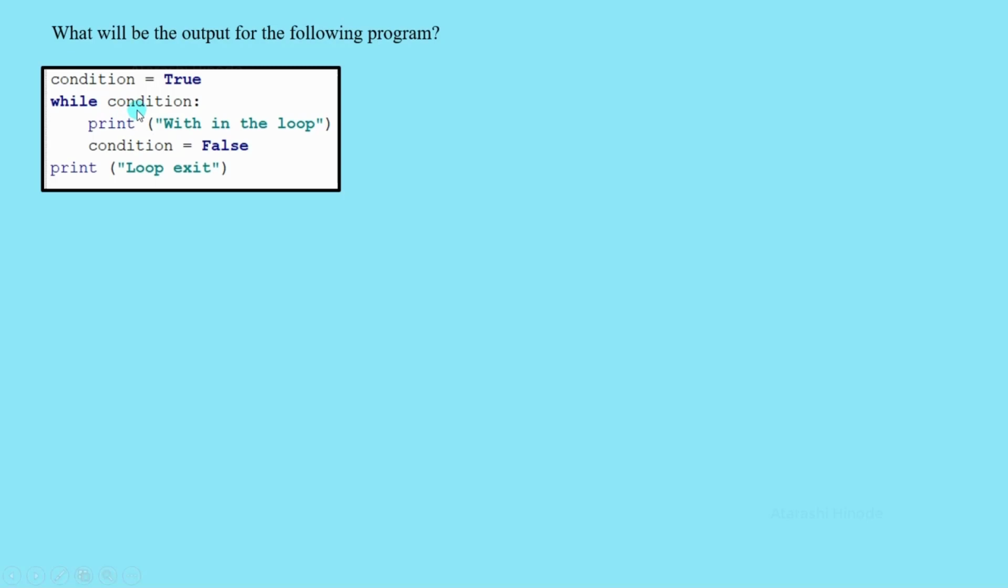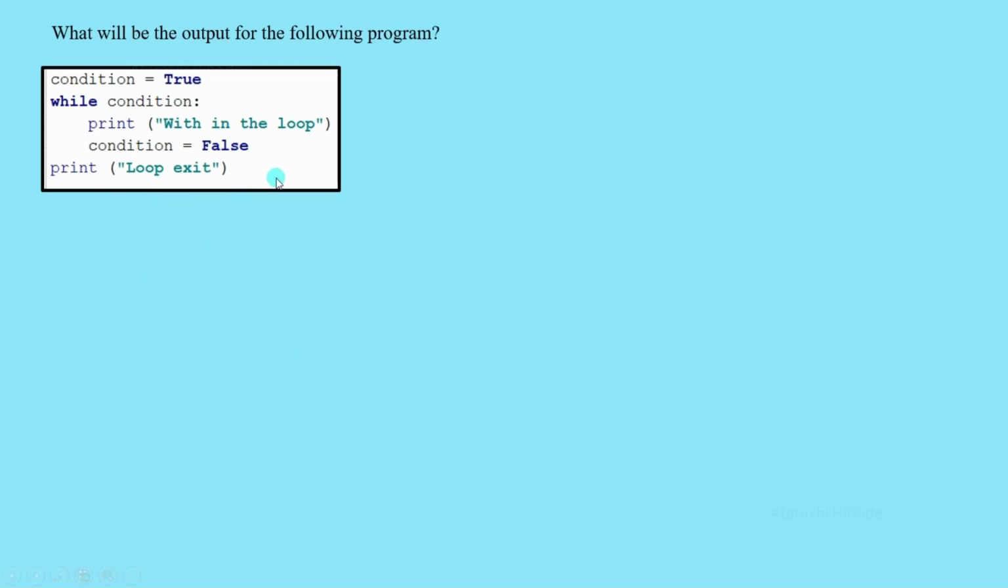So what is the value of the condition now? We have assigned it false here. So now the while loop became false. So Python will jump outside the loop and execute the statements that come outside the loop. So this will print what is mentioned inside the print command, that is loop exit.